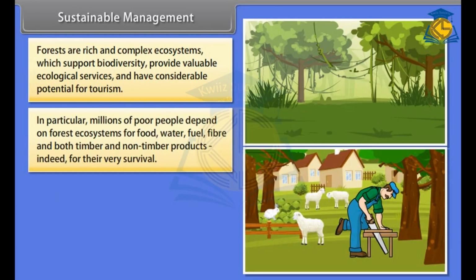In particular, millions of poor people depend on forest ecosystems for food, water, fuel, fiber, and both timber and non-timber products, indeed for their very survival.